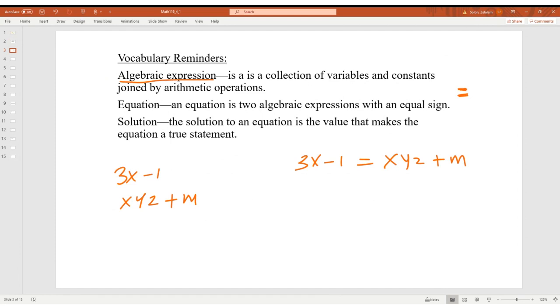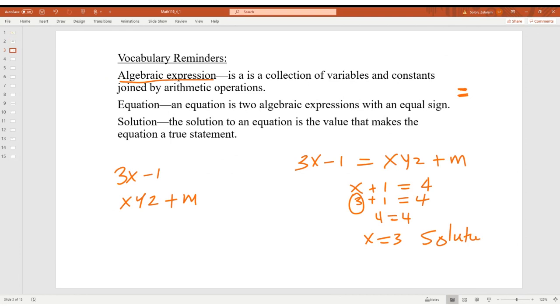Now the next one is solution. The solution of an equation is the value that makes the equation true, or the statement true. What x value makes this statement true? That's the solution. For example, let's say the equation x plus 1 equals 4. What number x makes this statement true? For example, 3 plus 1 is 4. So x equals 3 will be our solution. The number 3 makes this equation true. So x equals 3 is our solution.